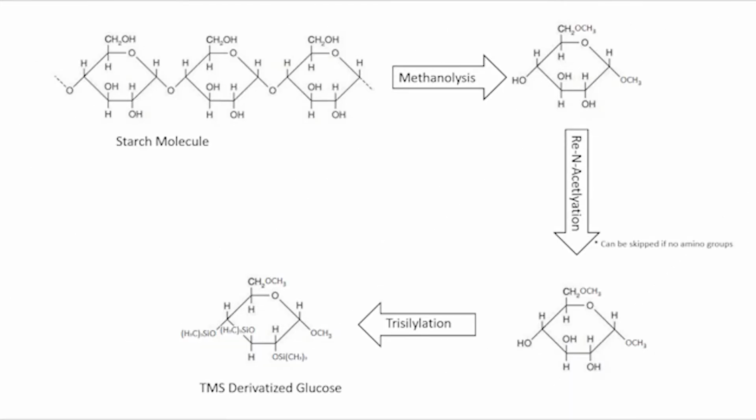Here we see a starch molecule going through the 3 steps of the TMS derivatization. First is methanolysis, which breaks up the polysaccharide into monosaccharides. The re-N-acetylation does not affect the molecule here due to not being an amino sugar. And finally, the trisilylation, which replaces the OH groups with O-TMS groups.